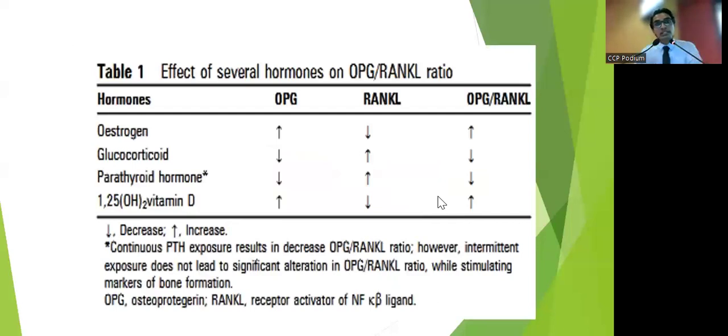The positive marker is osteoprotegerin, so we interpret this as a ratio, osteoprotegerin to RANK-L. If that ratio is high, that means bone formation is higher than bone resorption. Hormones like estrogen and vitamin D increase this osteoprotegerin to RANK-L ratio and increase bone formation. And hormones like parathyroid hormone and steroids reduce this ratio and thus increase bone resorption, causing the negative effect.